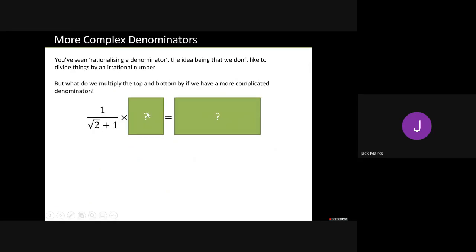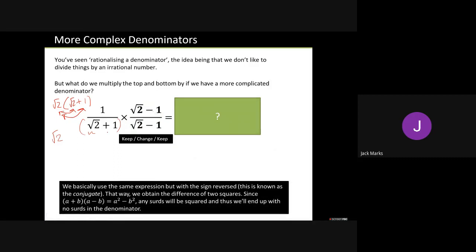What do we do if we have more complex denominators, such as this here? Well, again, we want to try and remove this. We know that the answer has something to do with root 2. However, if we just multiply by root 2, this will remove the irrationality, however, I will reintroduce it over here. So I need it to cancel out in another way.